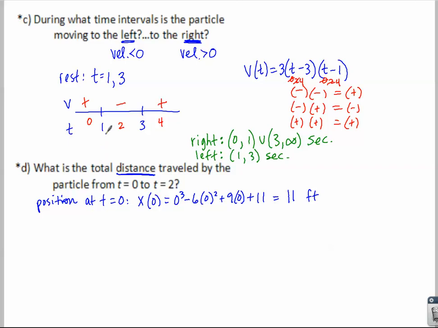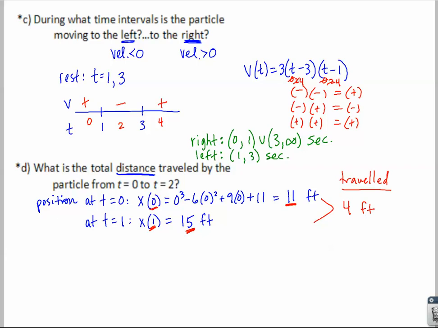When did it turn around? It turned around at t equals 1. So let's figure out how much did it move. So what is its position at the point when it rested to turn around? So x of 1. Plug the 1 into all those places and we get 15 feet. How much did it move from time 0 to time 1? So it started at 11 feet from the origin, ended at 15 feet from the origin. That's a change of 4 feet. So right now it's traveled 4 feet. So how much it's traveled, I'm going to record over here, it's traveled 4 feet.